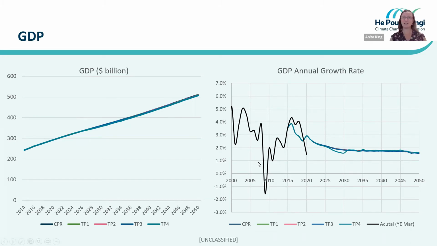You can see the global financial crisis here where things dipped. And you can see it moves up and down a lot. And that's normal. We've got a business cycle, and the GDP growth rate changes quite a bit over time.